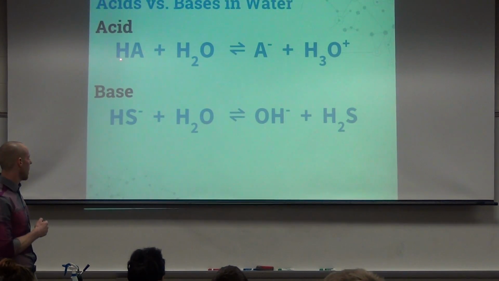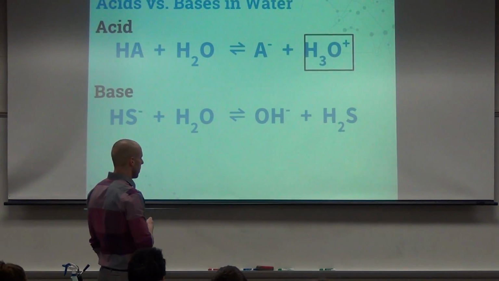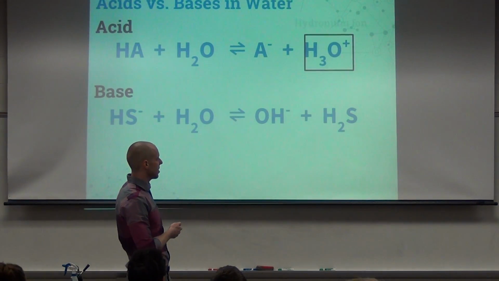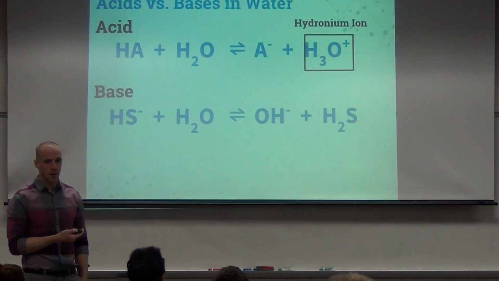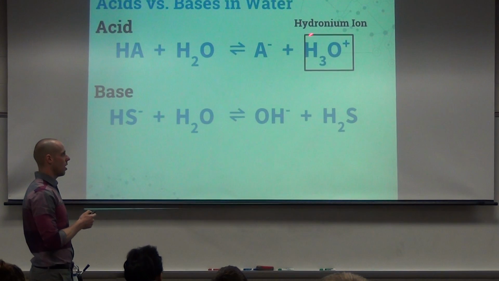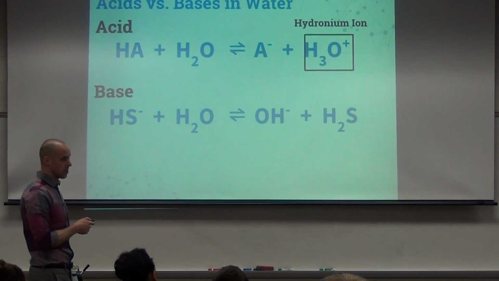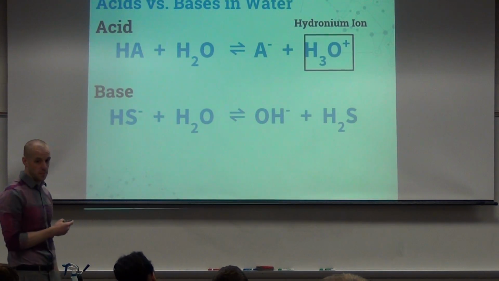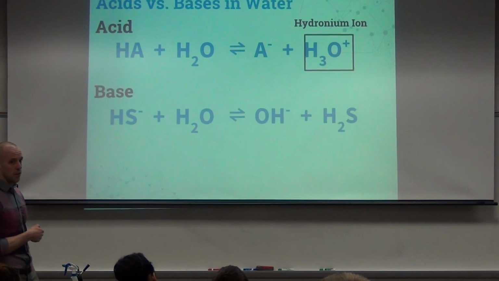When I put an acid in water, that acid breaks apart into A minus, which is just the acid part, plus H3O plus. What's really giving it the acidic properties is this H3O plus. That's called a hydronium ion. So when we calculate things like pH, we're focusing on the concentration of this ion. The more acidic something is, the more of this is going to be in solution, or the lower the pH would be.